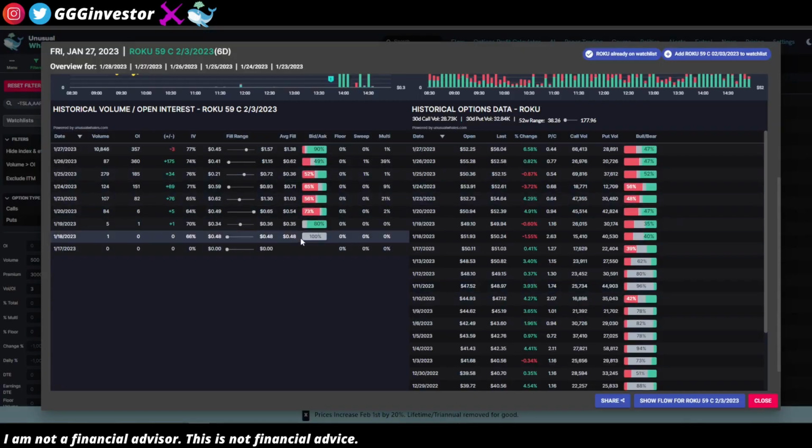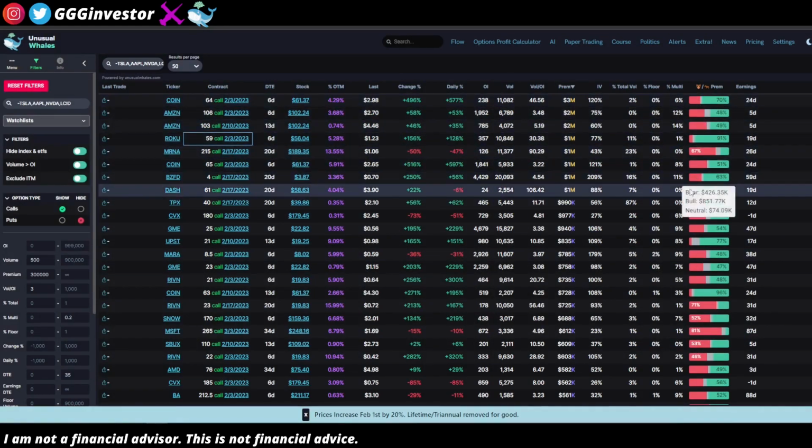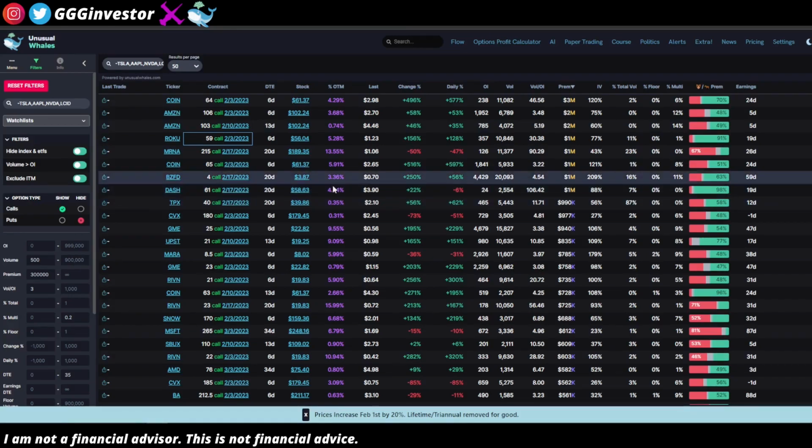So just coming back to the options flow here, I'm going to go ahead and close that, and we'll actually take a look at one more play and see if there's any unusual flow with this one. And the next one that I noticed is DoorDash $61 calls. These actually have a little bit more date on them. They're 20 days till expiration. They are 4% out of the money, so definitely intriguing.